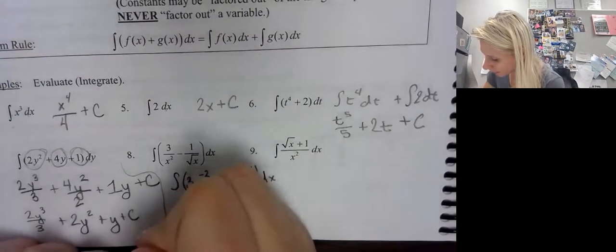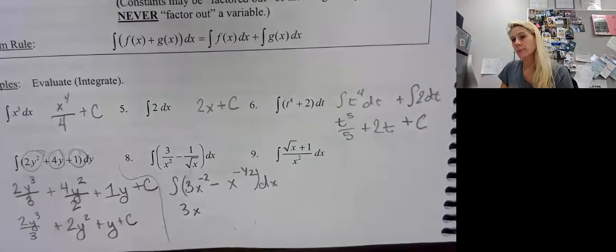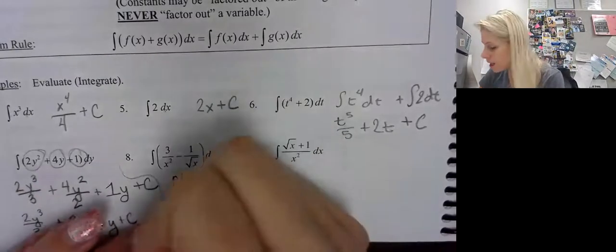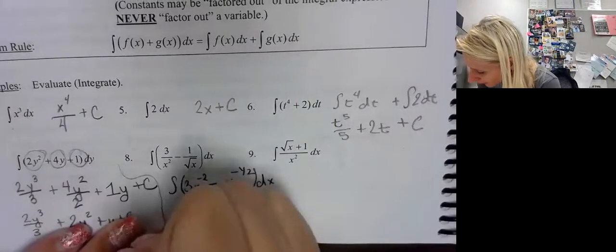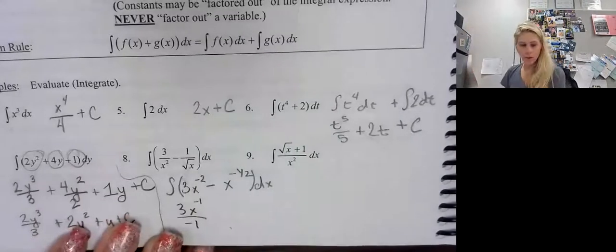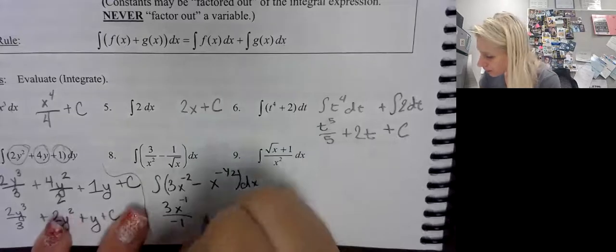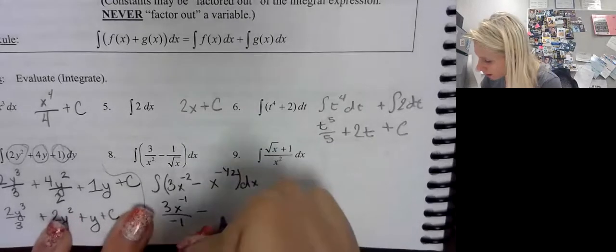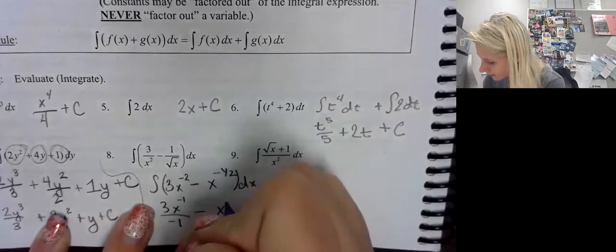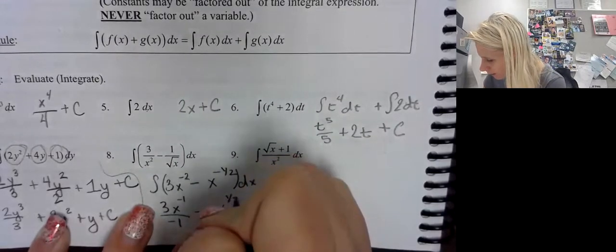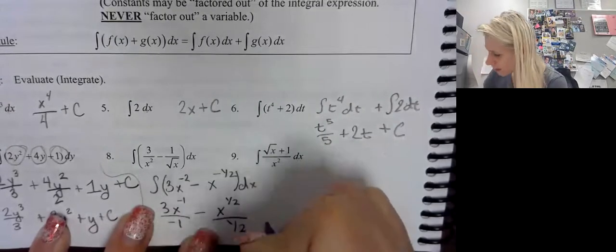We're going to keep the 3 up front. We have x, and we add 1 to that exponent, so negative 2 plus 1 is negative 1. And we divide by that exponent, which is negative 1, and then we'll reduce them a little bit. Now we have minus x. We add 1: if we add 1 to negative 1/2, we get 1/2. Don't forget, we're dividing by that exponent, which is 1/2. Plus c.